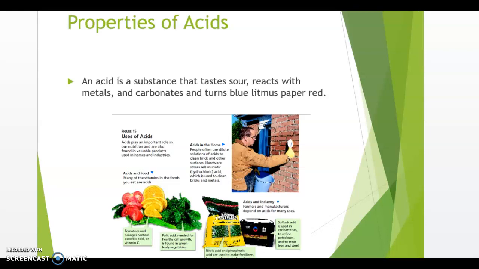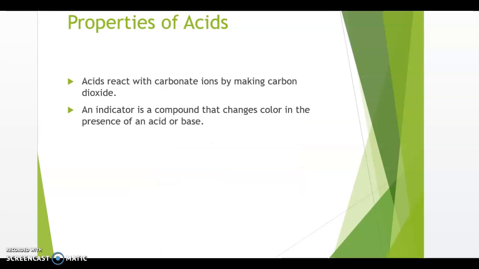So you can find them in different types of food, just some very basic acids, those that are pretty weak. Or they can be found in fertilizers or even in batteries. So, different types of acids. Acids react with carbonate ions by making carbon dioxide. So that's one of the things. If it reacts with a carbonate, it's going to produce carbon dioxide as one of its byproducts.